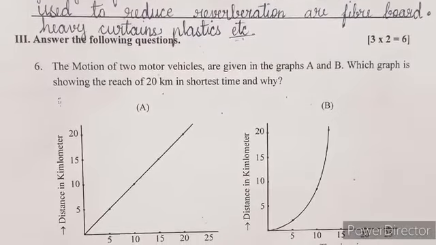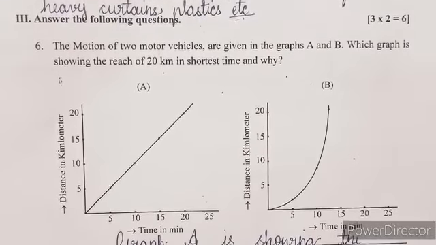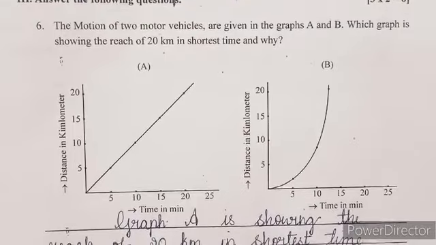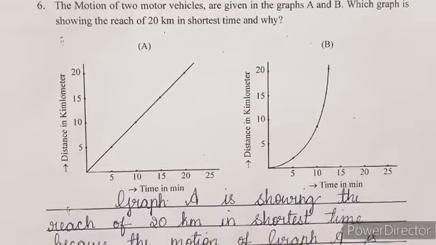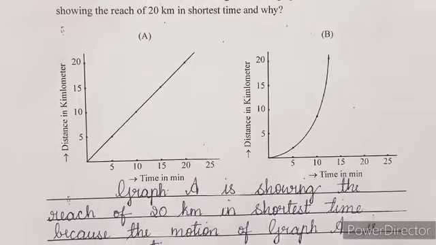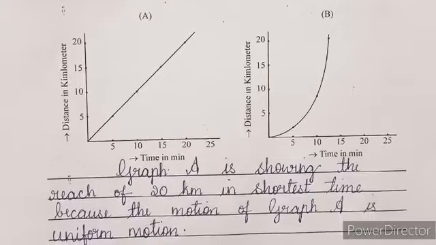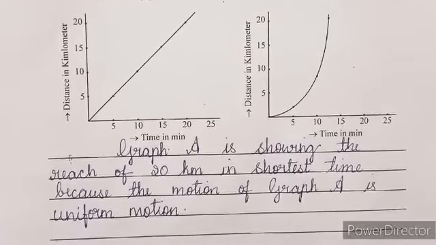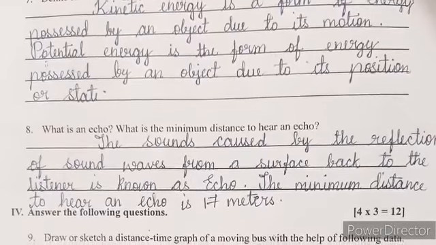Next question, answer the following questions. Each question carries 2 marks. 3 questions are there, total 6 marks of this main. The motion of two motor vehicles are given in graph A and B. Which graph is showing the reach of 20 km in shortest time and why? The answer is graph A, showing the reach of 20 km in shortest time, because the motion of graph A is uniform motion.